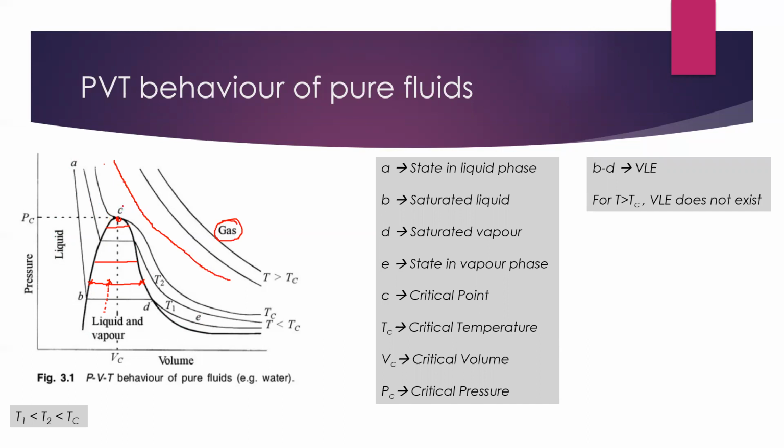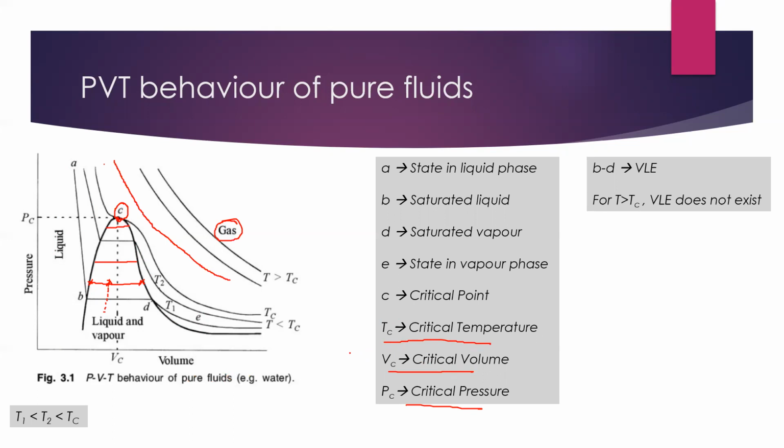Okay, so this point where you get the peak of the saturation curve, this point is known as the critical point. And the pressure, volume, and temperature at this point are considered as critical parameters. So PC will be called critical pressure, VC will be called critical volume, and TC will be called critical temperature.